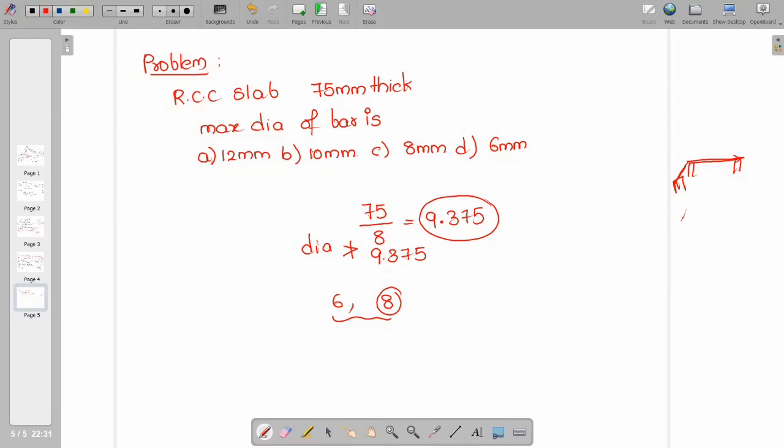Repeat, sir. Sir, what is the condition? Maximum dia of bar cannot be more than thickness by 8. What is the thickness there, sir? 75 by 8. So its value should not be greater than 9.375. If we take 10, it is more than 9.375. That is the reason it will be equal to how much, sir?